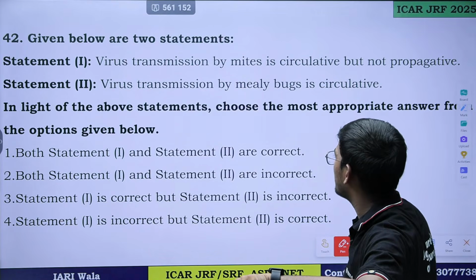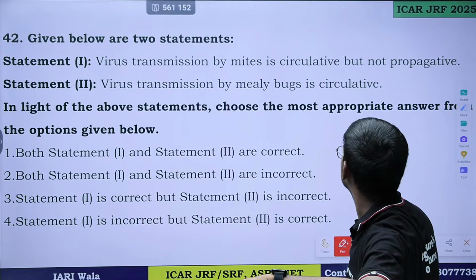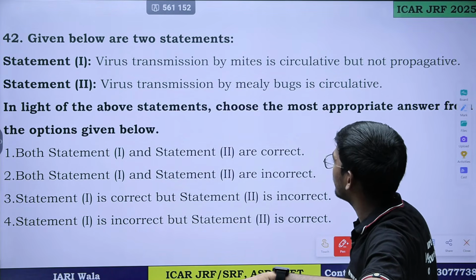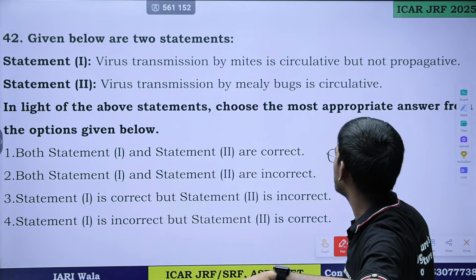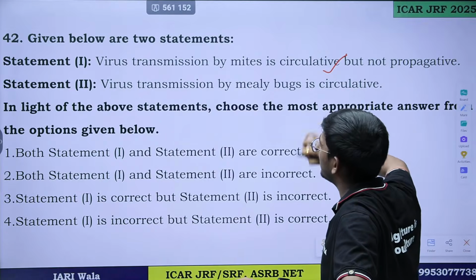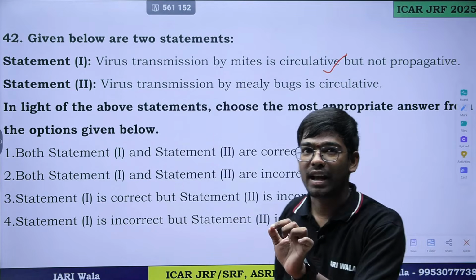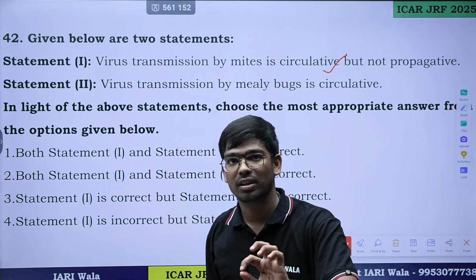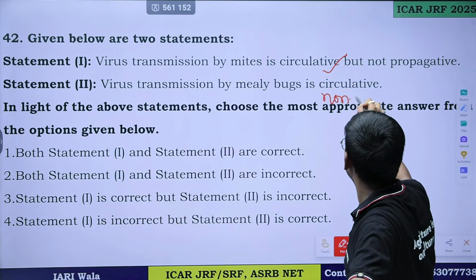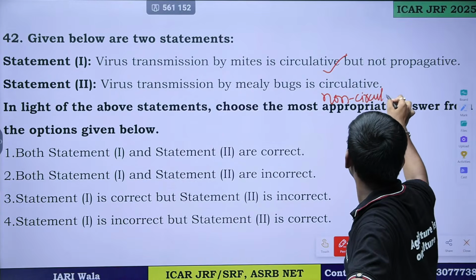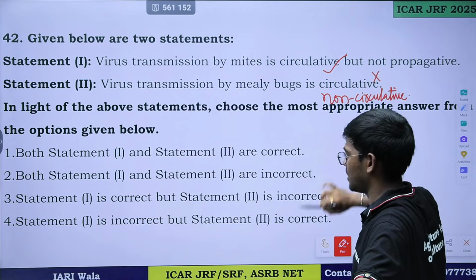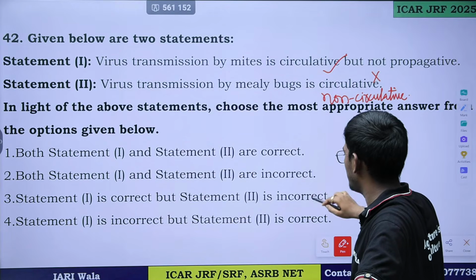Virus transmission by mites is circulative but not propagative, and virus transmission by mealybugs is circulative. The first statement is correct and the second statement is wrong, because mealybug transmission is non-circulative, not circulative. Statement 1 is correct, statement 2 is incorrect.